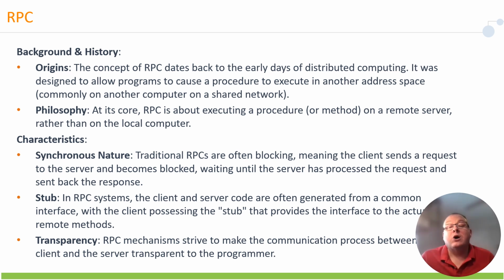Characteristics. Synchronous nature. Traditional RPCs are often blocking, meaning that the client sends a request to the server and becomes blocked, waiting until the server has processed the request and sent back the response. Stub. In RPC systems, the client and server code are often generated from a common interface, with the client possessing the stub that provides the interface to the actual remote methods. Transparency. RPC mechanisms strive to make the communication between the client and the server transparent to the programmer.